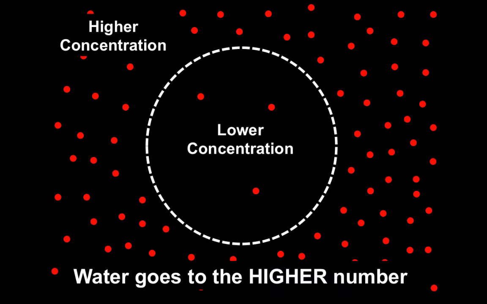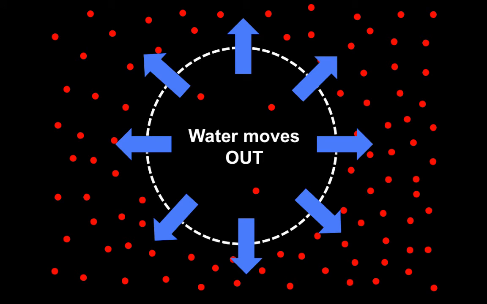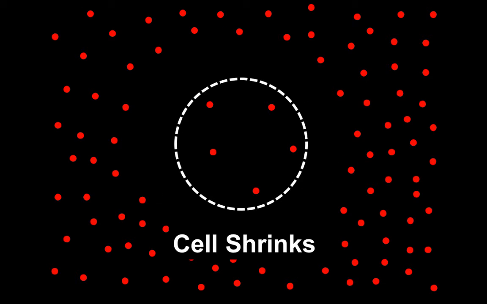Alright, so remember, the water is going to move to the higher number, which means the water is going to move out. And if the water is moving out of the cell, it's just like a water balloon. If I let water out of the balloon, it's going to shrink. And in this case, just the same way, the cell is going to shrink. Alright, so let's look at a different set of scenarios.